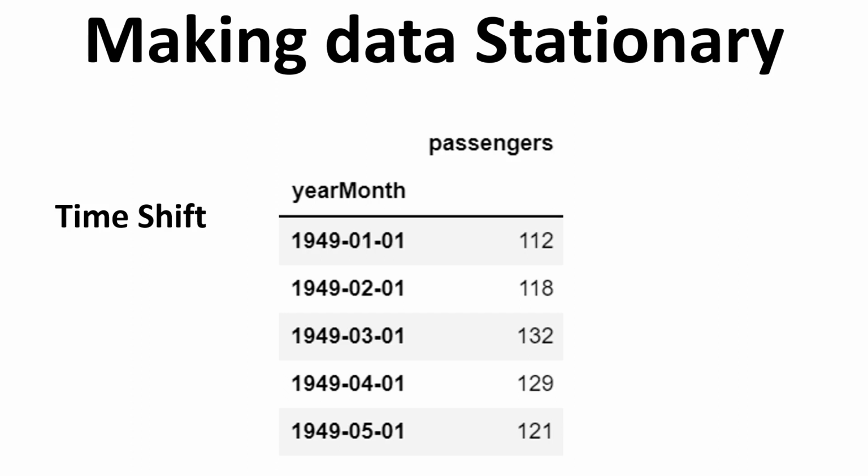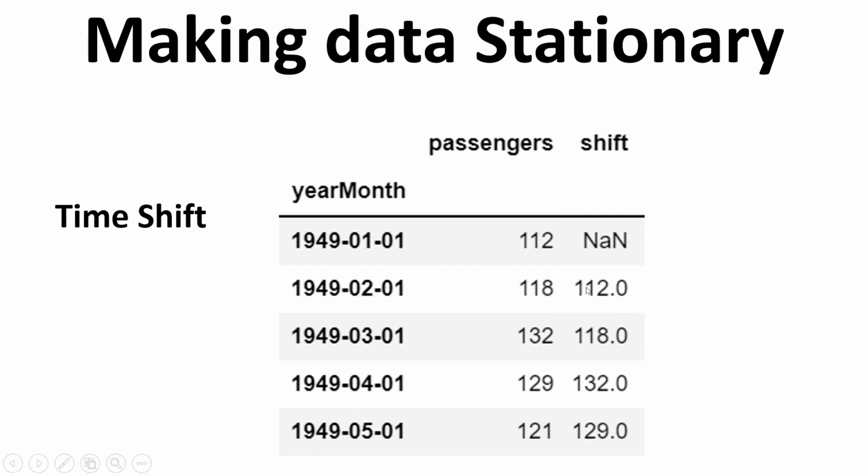So here you shift the values by a specific interval. If you notice over here, we are shifting the data by 1 month. How? The number of passengers 112, which the data has in the month of January 1949, is shifted to February 1949. This is the shift which we have done. Same goes for 118. It was for February, but that is shifted to March, right?